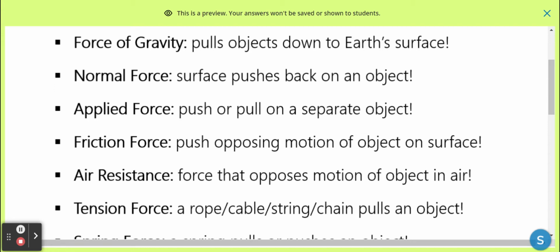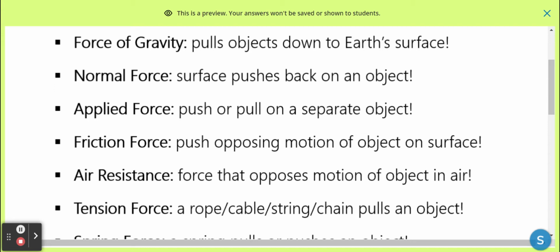Okay, air resistance is kind of the same idea, but instead of being on a surface, we're dealing with something that is in the air. So you can think of air resistance as kind of like friction, but in the air. When something is moving one direction in the air, you have air particles that are bumping into it and making a force that pushes the opposite direction of that motion.